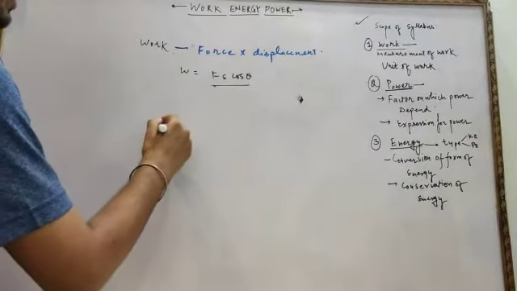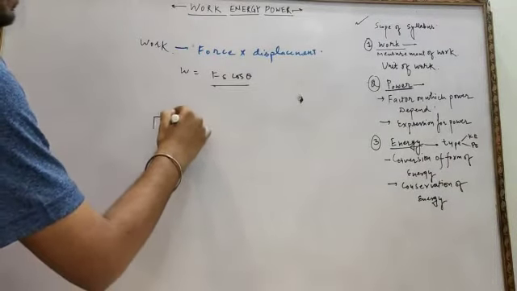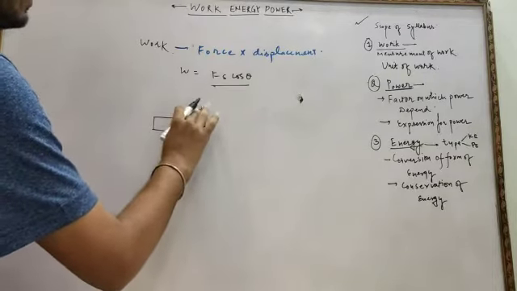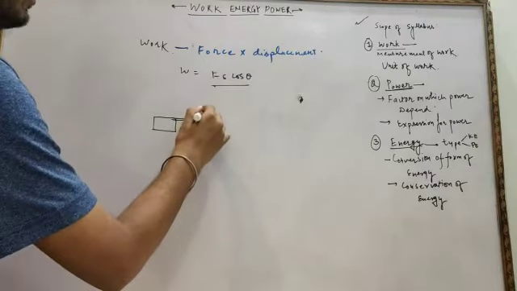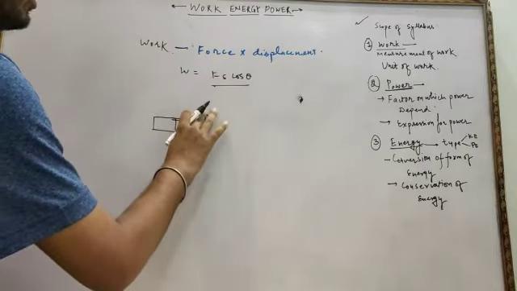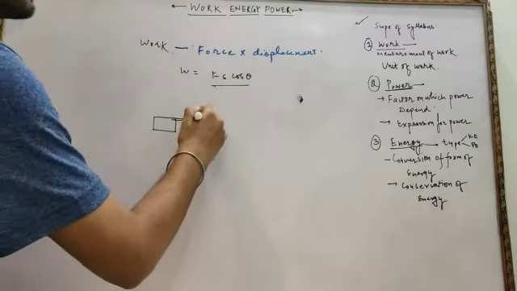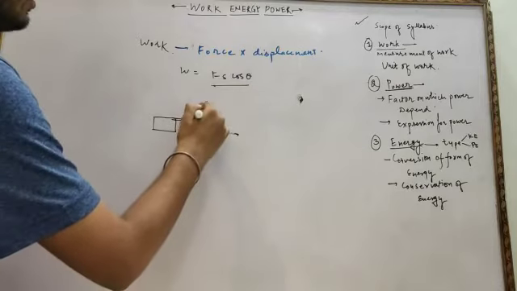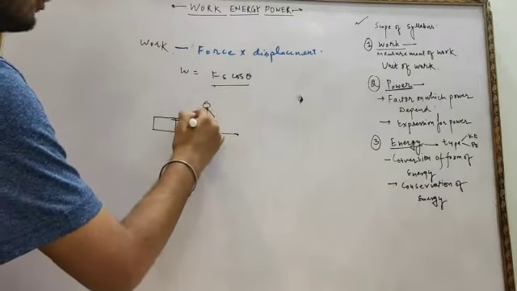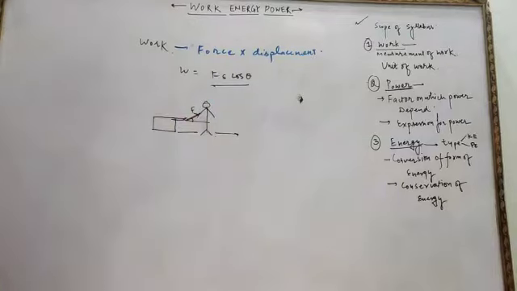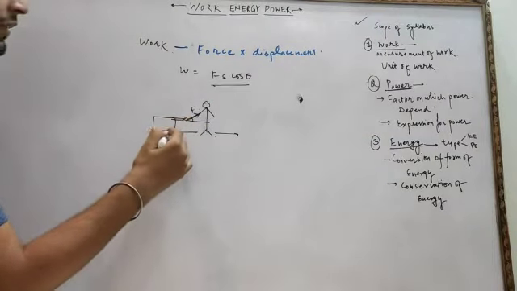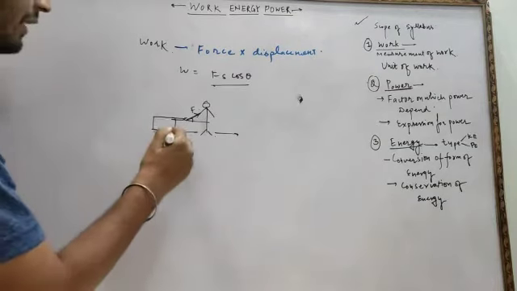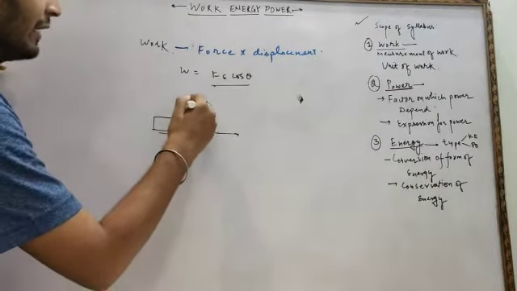Suppose this is the trolley bag which this person is carrying, and he is moving in this direction. So this is the direction of the force applied. Here the force is applied and this trolley bag is moving in this direction. This is the displacement and the force is applied in this direction.